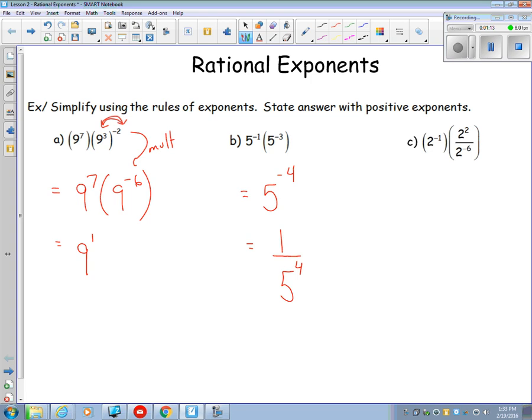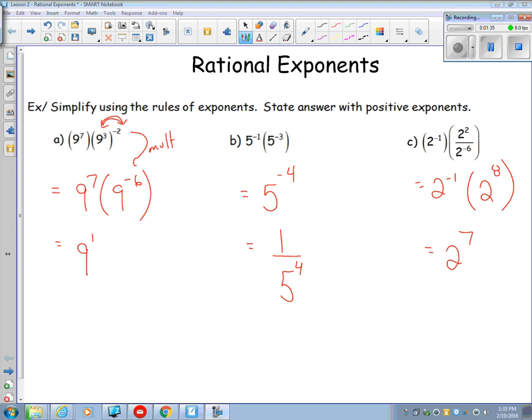And if we try the third one, BEDMAS has brackets first. So inside the bracket on the right-hand side here, I've got dividing. Dividing means I should subtract my exponents. So 2 minus negative 6 will give me an 8. And now I've got bases multiplying. I can add those exponents, and I get 2 to the power of 7.